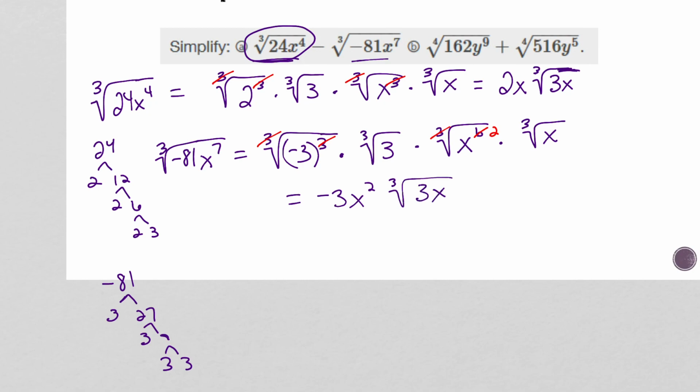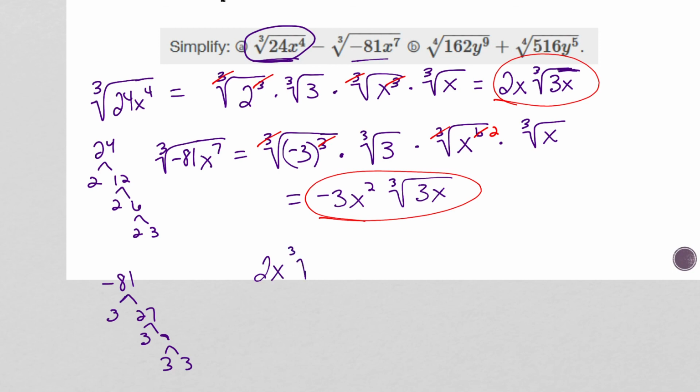Okay? All right, so now this is what we're subtracting. We're subtracting this and this. All right, now I'm going to rewrite it better. Okay, so 2x to the third cube roots of 3x minus negative 3x squared cube roots of 3x. All right, now here's the thing. Do we have the same index? This 3 looks terrible. Hang on, let me It doesn't really look like it.